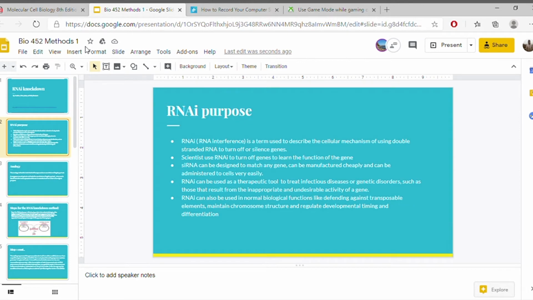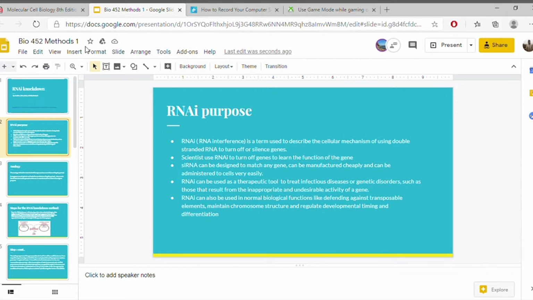So my portion is on RNAi purpose. Now, RNAi is just a term used to describe the cellular mechanism of using double-stranded RNA, chopping that up, and using that to cut off translation of a messenger RNA, and therefore silencing or knocking down a gene.